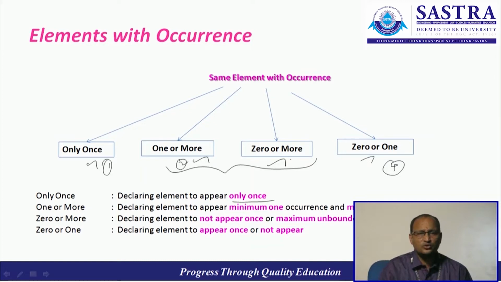0 or more: it may not be included. For a situation like hobbies, we would like to specify hobbies for all students. Some of the students may not have any hobby, so we can skip. So this is one of the important cases that we have here.